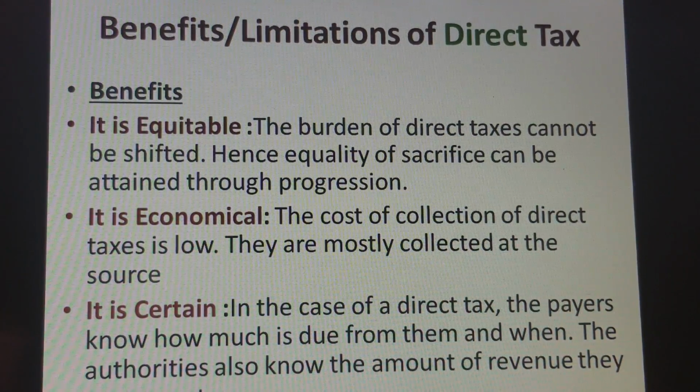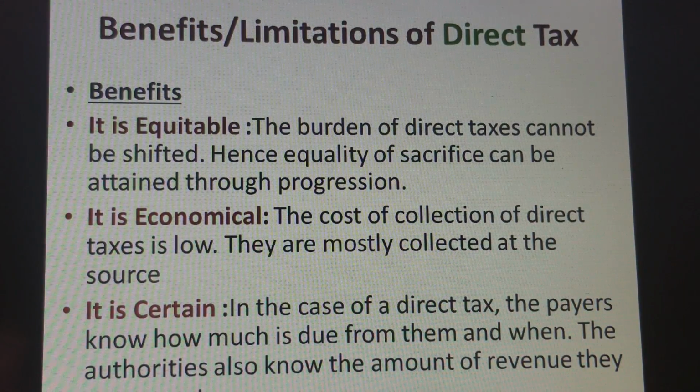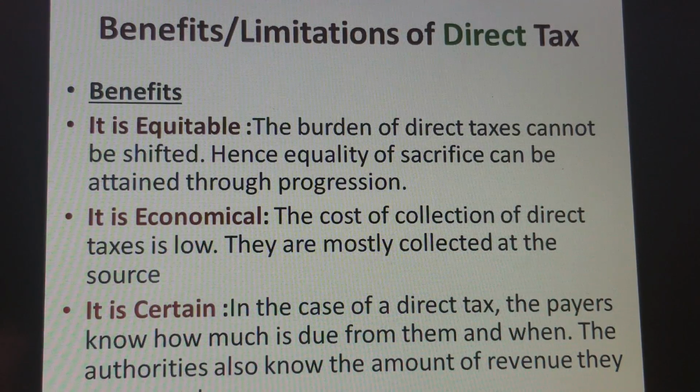The other benefit is that the tax is certain. Direct tax is certain. You take it before the employee receives the money. So in the case of direct taxes, the payer knows how much is due from them and when, and the authorities, of course, know the amount of revenue they expect.